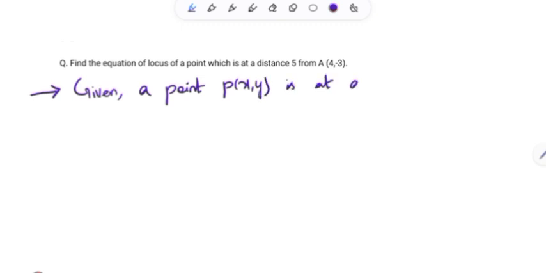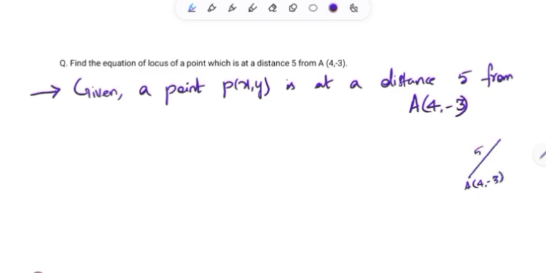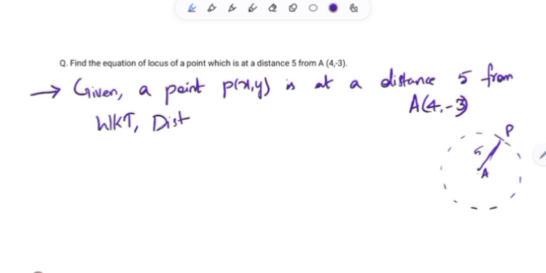Distance 5 from some other point which is the center, 4, -3. If you want to be more clear, you can also draw the center with 4, -3. Mark distance 5. You will have your point P here. If this point is rotating itself with some fixed center A and some fixed distance, the shape which we are creating is a circle. Now, let's begin by writing down the formula.